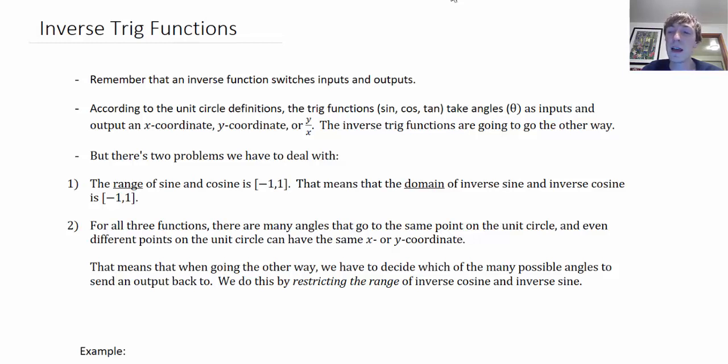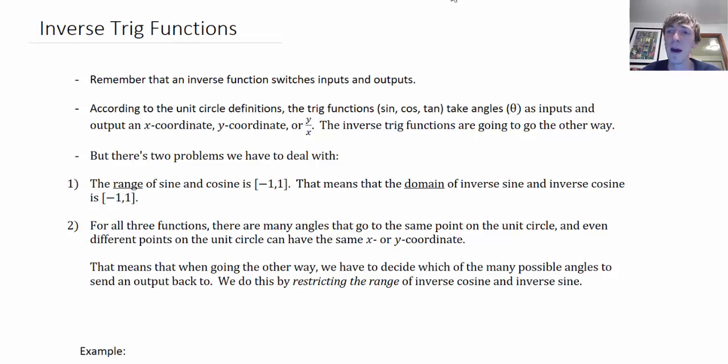So sine, cosine, and tangent, they all take angles as inputs, which we've been calling theta, and they output a coordinate, the x coordinate, the y coordinate, or if it's tangent, y divided by x, right? So a quotient of two coordinates. So the inverse trig functions are going to have to go the other way. Now, there are two problems that we're going to have to deal with because these functions off the bat are not actually invertible yet, right? They have both of the problems that would make something fail to be invertible. So we're going to have to deal with that in order to define these inverse functions.